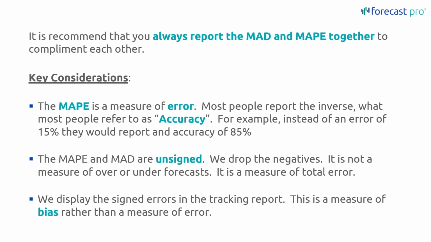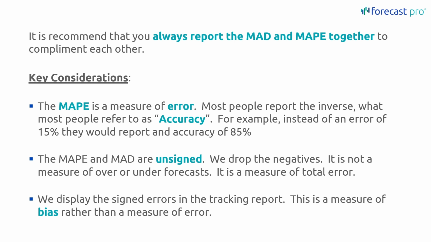Now, what are some key things to think about when reporting these? As mentioned, the MAPE and the MAD are a measure of error. Most people, and even the name of this webinar, report accuracy. The accuracy is the inverse of the error. So for example, instead of an error of 15%, most people would say they had an accuracy of 85%. It is important when looking at these numbers to understand which one you're referring to. Am I referring to error or am I referring to accuracy? So that is an important key distinction to MAPE.